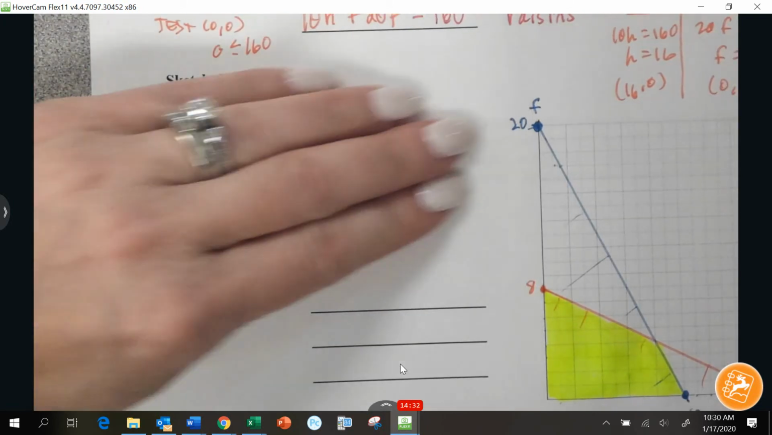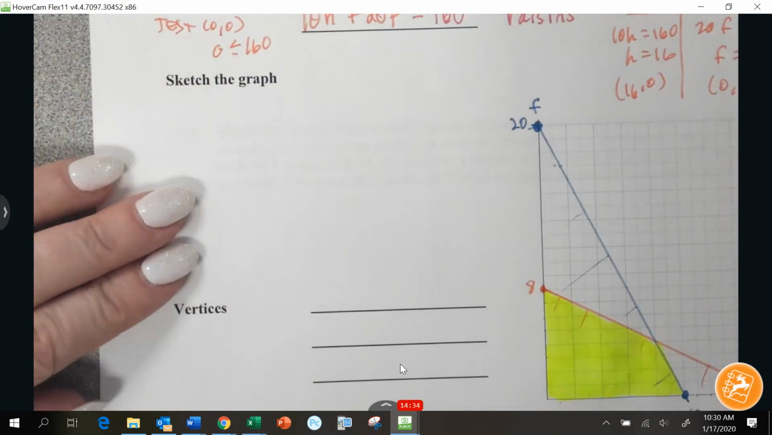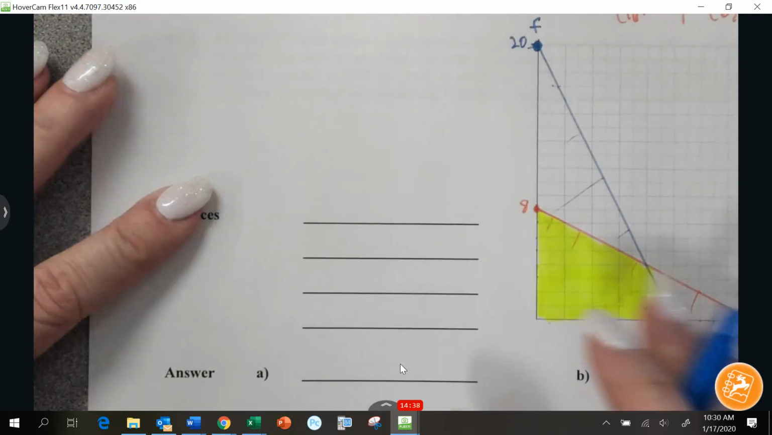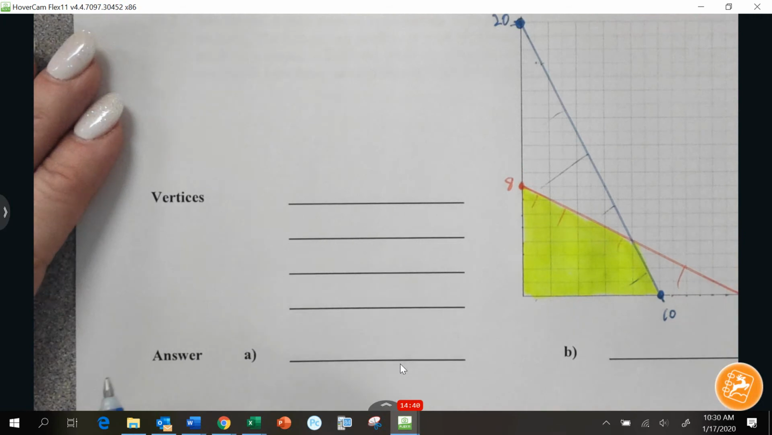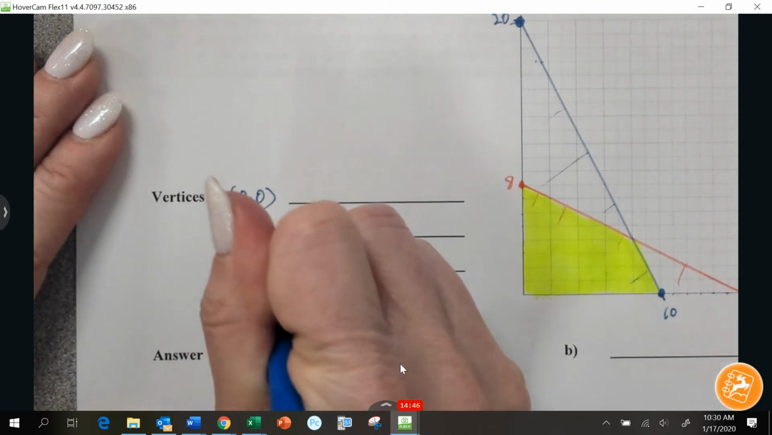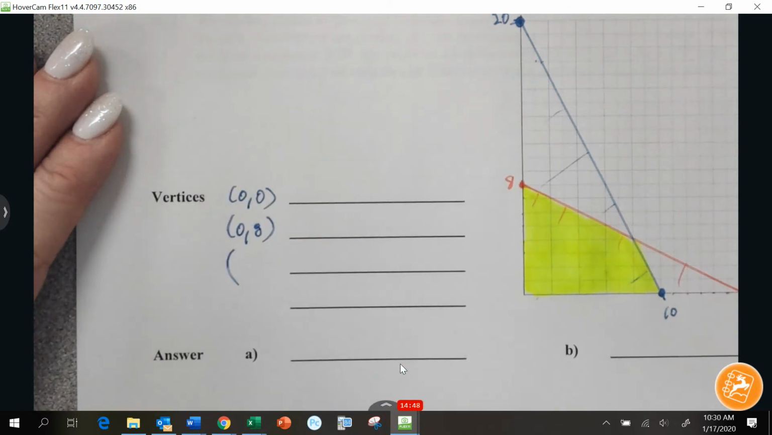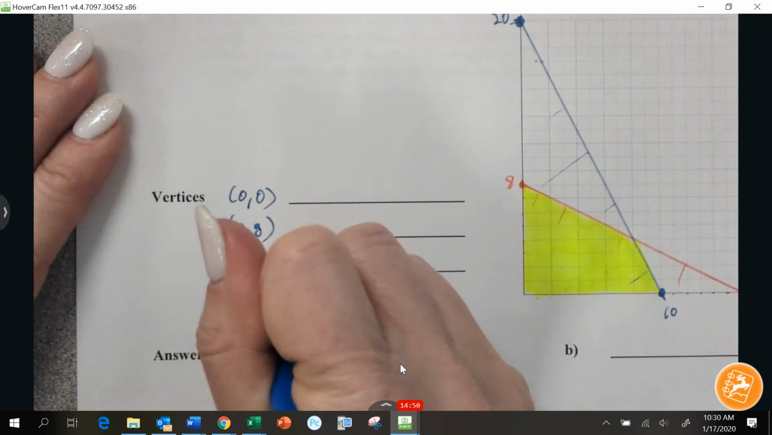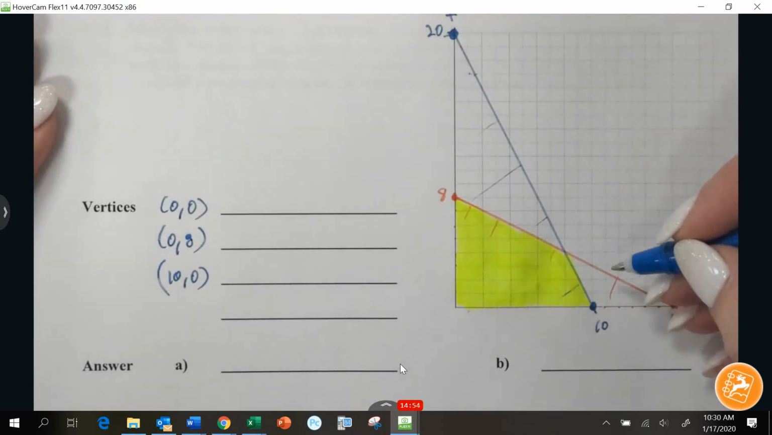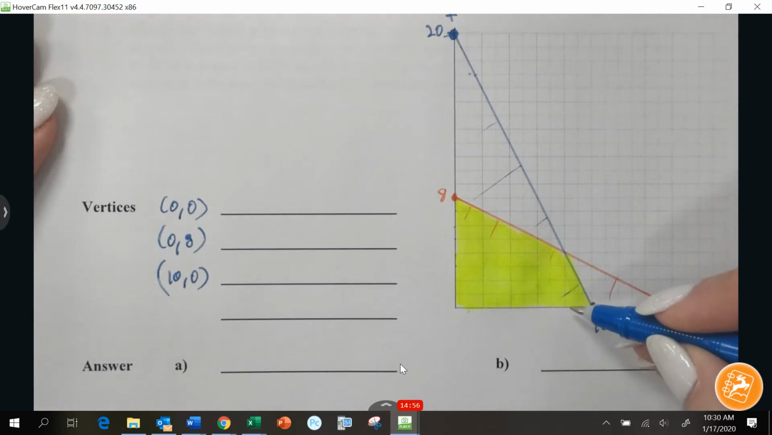This is where the space I left for all of your graph sketching information. Whoops, I put it over there. All right, so the vertices, I believe 0, 0 will be one of them. 0, 8. 10, 0. And then this last one, I'm not sure. We're going to guess something. What do you think it looks like?